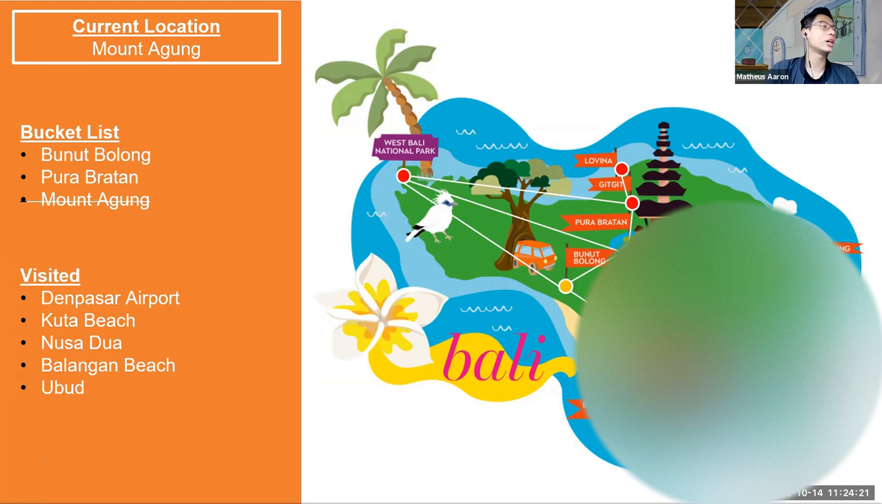Next, I'm going to Pura Brantan, where I can go to Bukit Bolong, West Bali National Park, and Gitgit. But I have Bukit Bolong already in my bucket list, so I don't need to add it twice.